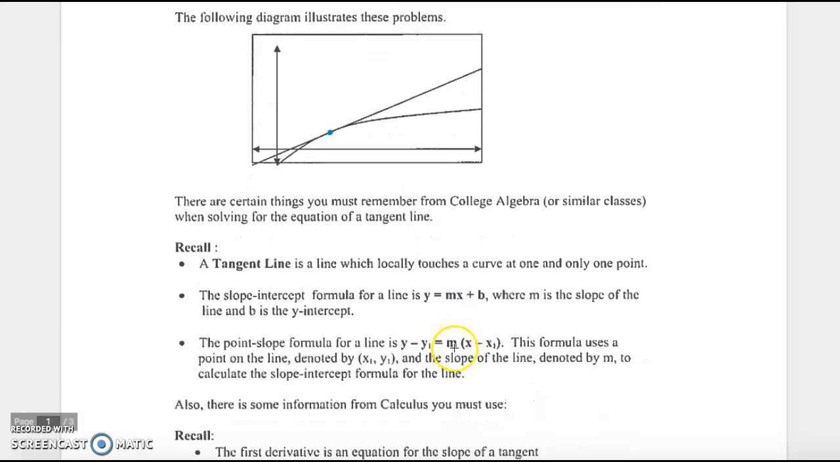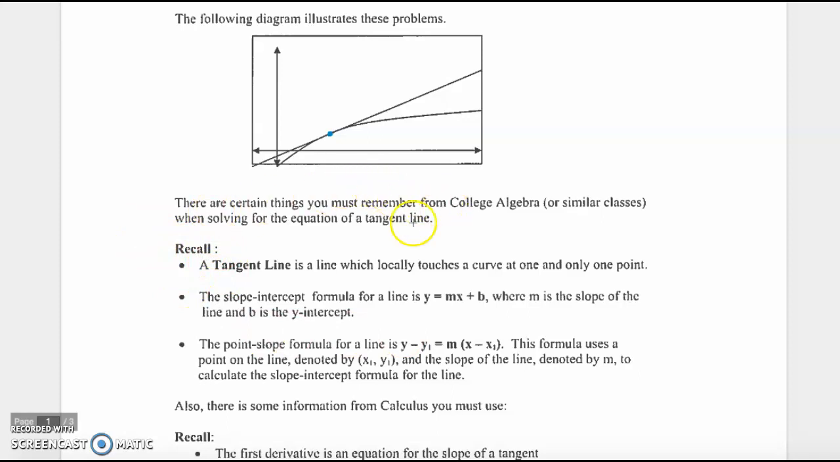Okay, so typically the recall information is a tangent line is a line that locally touches a curve at one and only one point, right? So just like what we have right here. And then slope-intercept form for a line is y equals mx plus b, where m is the slope of the line and b is the y-intercept. This is useful if you know your slope, so m, and you know b, your y-intercept. So this is when you would use that equation, right? When you know m and b.